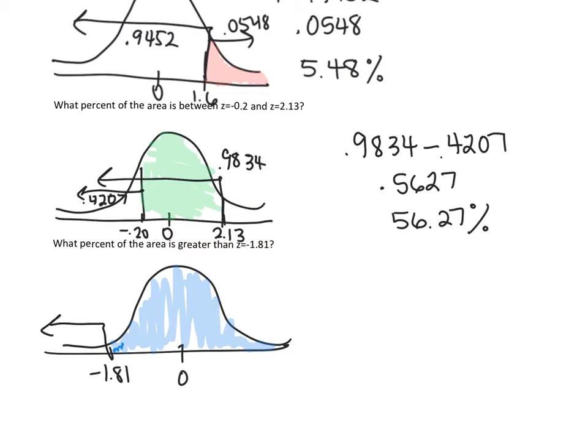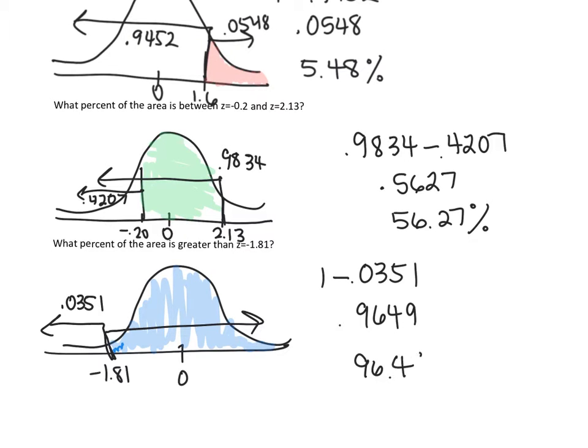So if we look at negative 1.81 from our table, we get 0.0351. And we want the area above, so again, we're going to do 1 minus 0.0351. And we're going to get 0.9649. So 96.49% of our data lies above a z-score of negative 1.81.